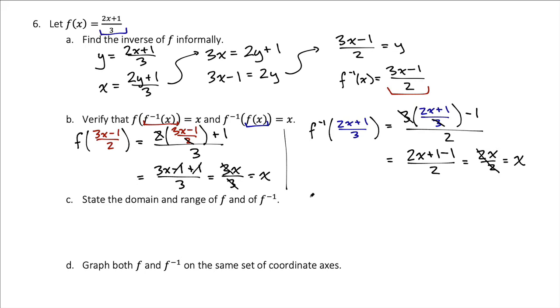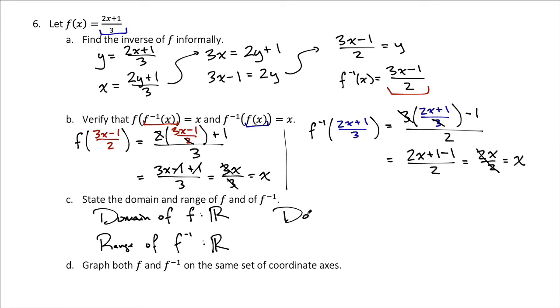Okay, for the domain and range of f and f inverse. The domain of f is the same as the range of f inverse. So once you find one of these, you know the other. Well, looking at our function here, we're not dividing by x, and we don't have any square roots. So we don't have any restrictions here. So our domain of f is all real numbers. That makes the range of f inverse also all real numbers.